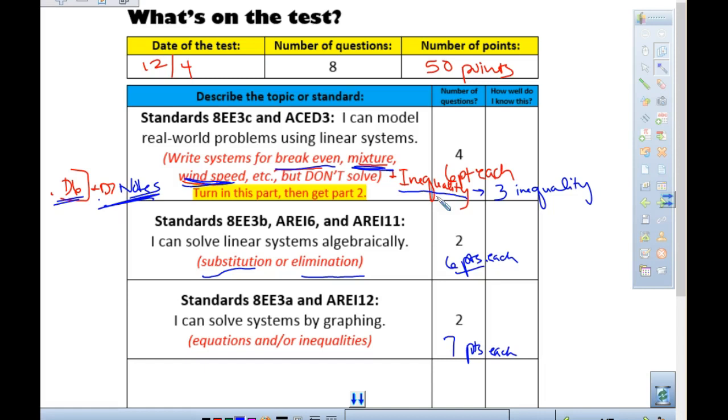That'll be on the first part of the test. The second part of the test, I would give you these 3 and ask you to graph it. So I'll give you the inequalities and then you'll just graph it. You'll do the shading. Okay?